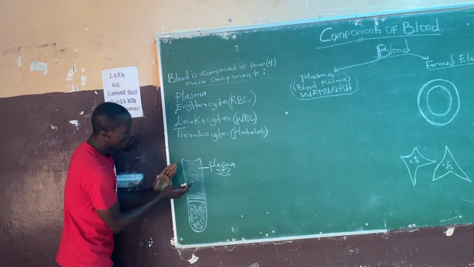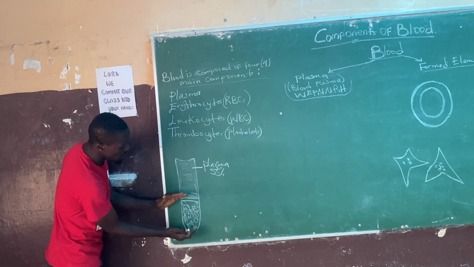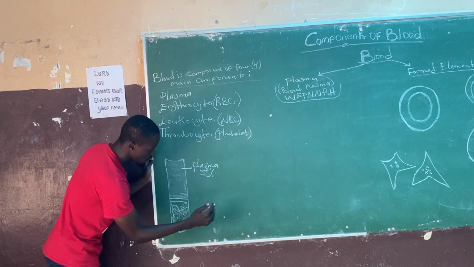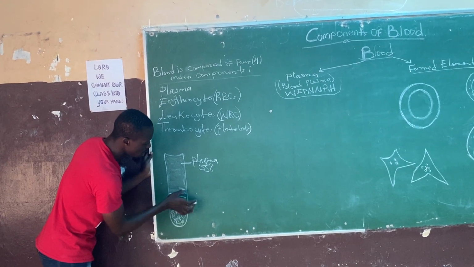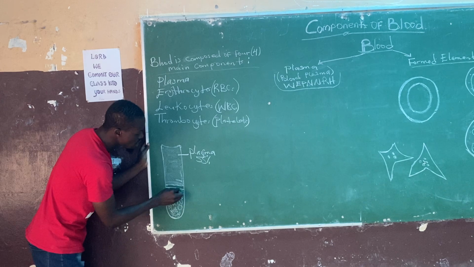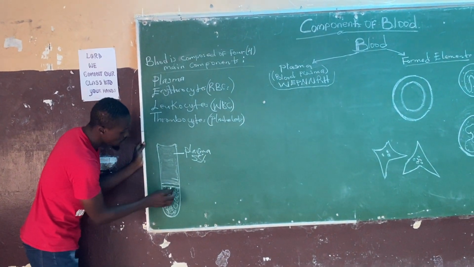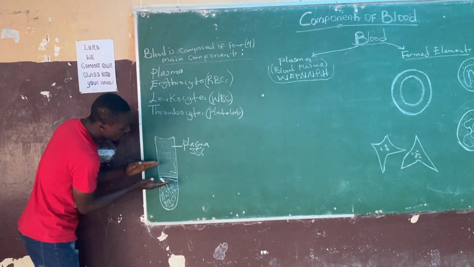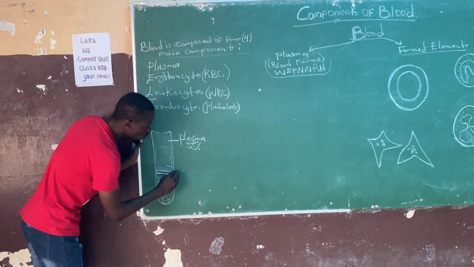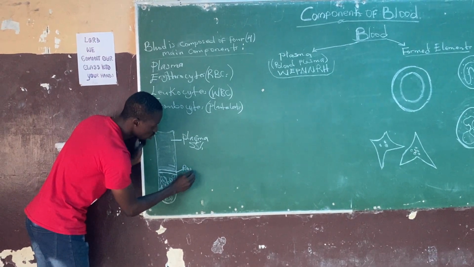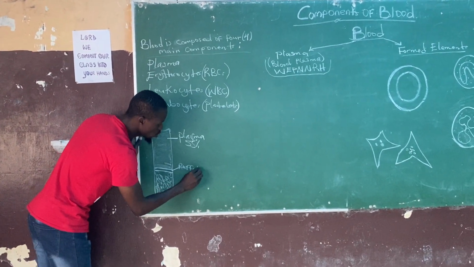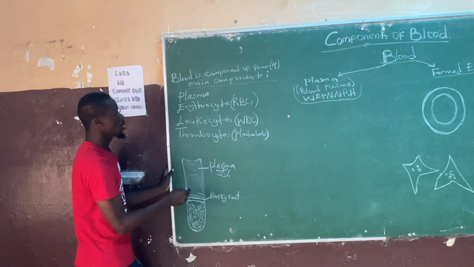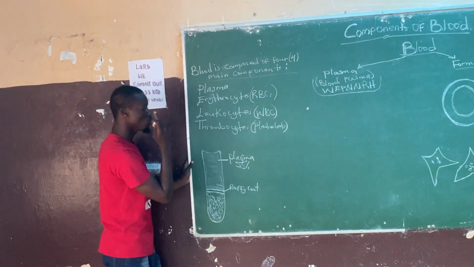From the plasma, we will have this section down here that is referred to as the formed elements. So the formed elements are made of components. Between the formed elements and the plasma, there is a thin white layer. This layer is called the buffy coat. The buffy coat. Now, the buffy coat contains two cells, the leukocyte and the thrombocyte.